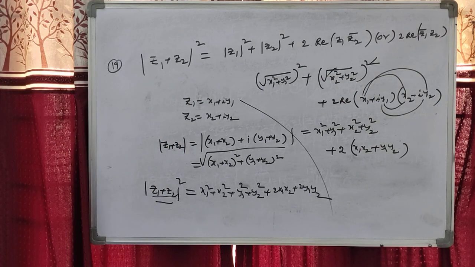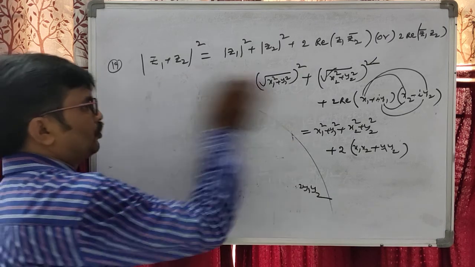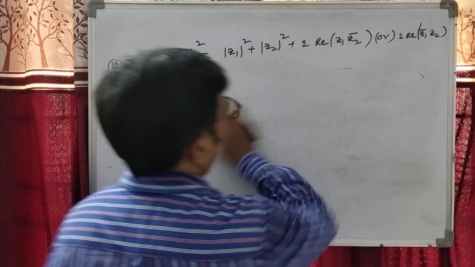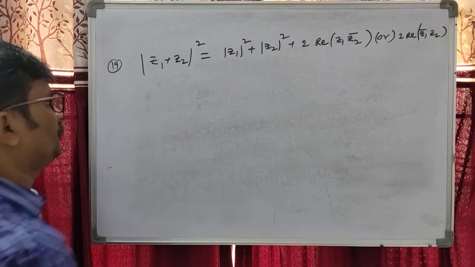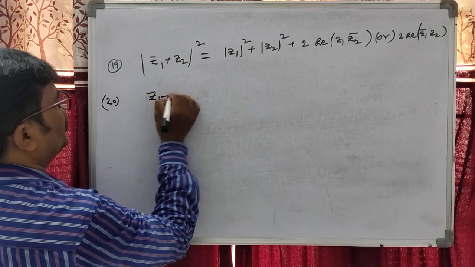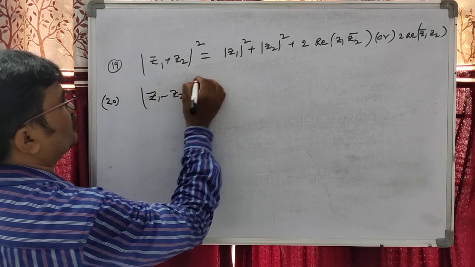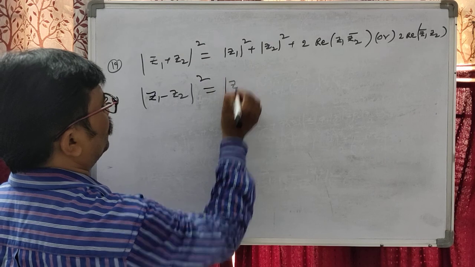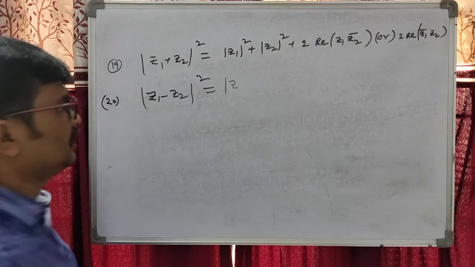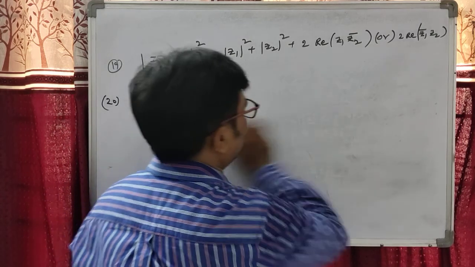This is also, students, z1 minus z2 whole square equals, how can you write it, x1 minus x2, y1 minus y2 whole square. The last property, students, is the z1 minus z2 whole square. This is also the modulus of z1 square. What is it, students? The modulus of z1 square.